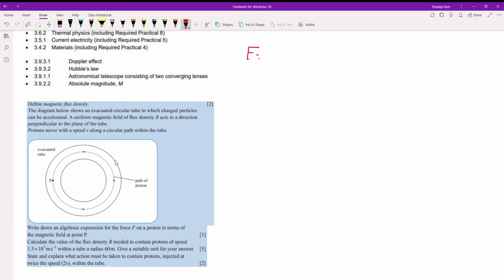So F equals mv squared over r, and F equals BQV. We equate the two. These two equations are on your formula sheet. You just have to be able to manipulate them to get an expression. Sometimes you need to find the specific charge, so you can equate these two to get it. Remember, specific charge is charge over mass. So equating those two, we can get that relationship out. Sometimes you might need to calculate the radius of orbit. Any variable that we need to find, we can do by relating these two equations.